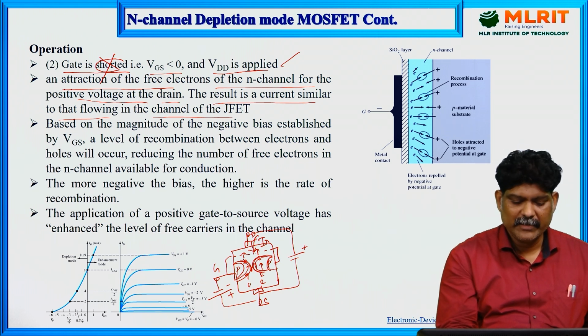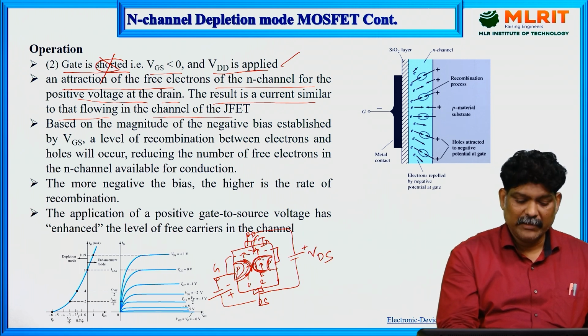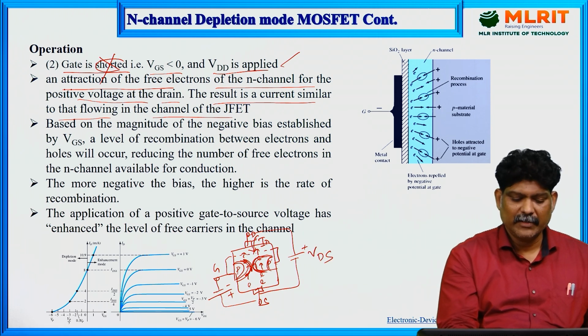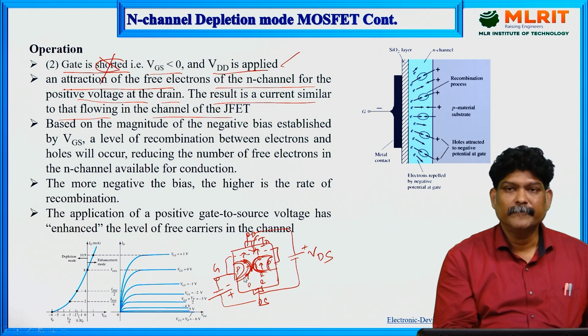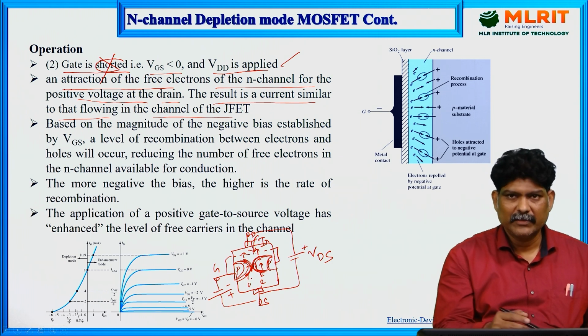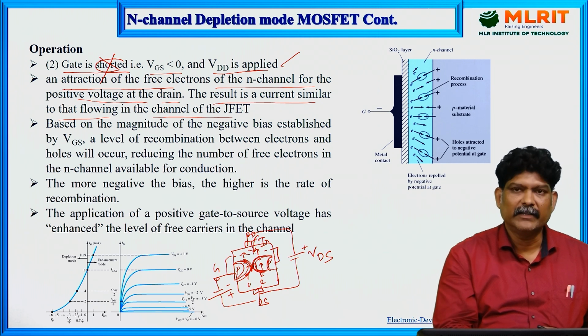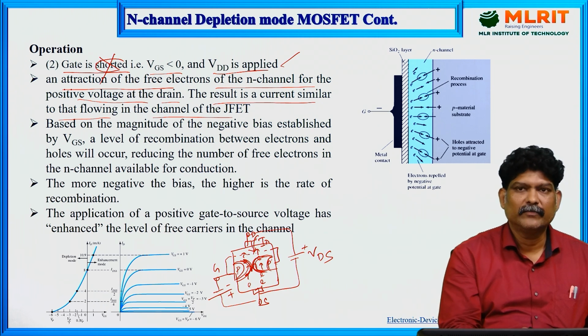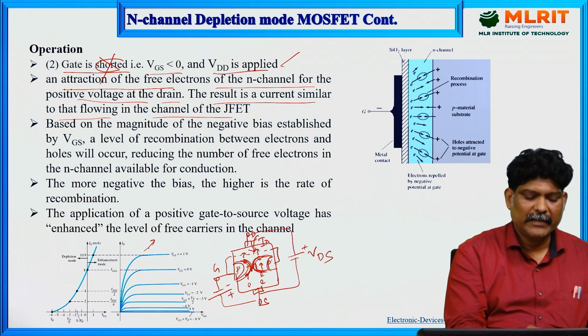When, at a particular value of VDS, the depletion regions of both sides touch each other, there is a decrease in the drain current because the resistance of the FET increases. The same way here also, you have characteristics like this.